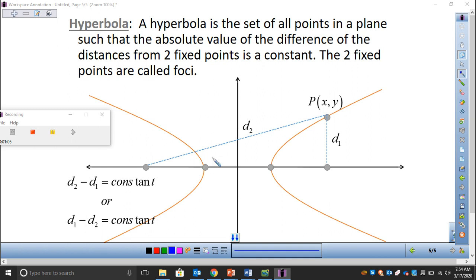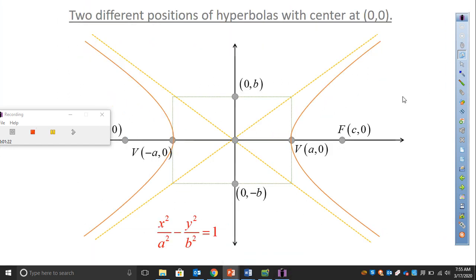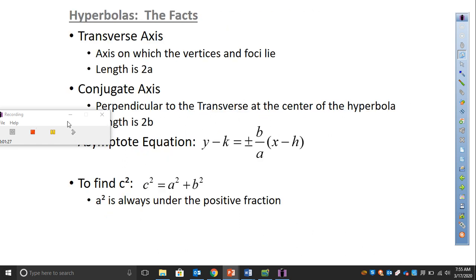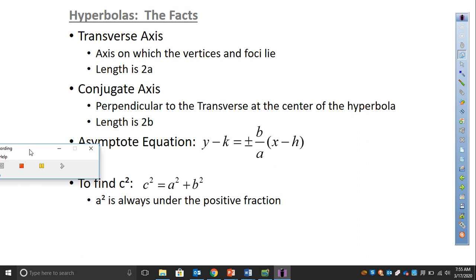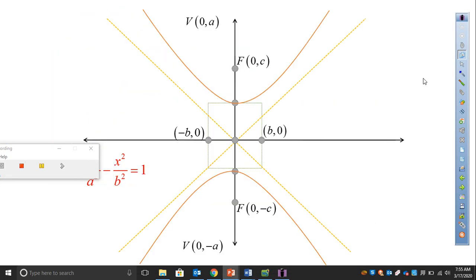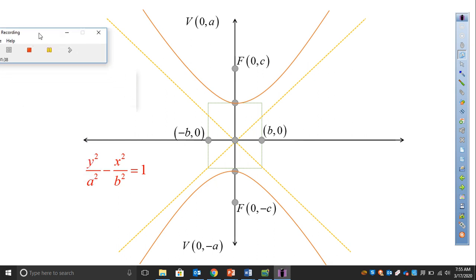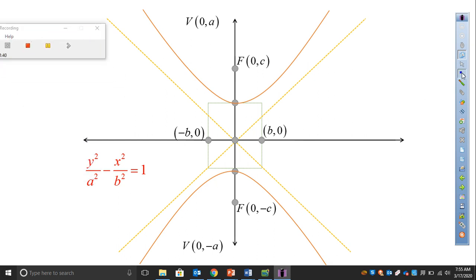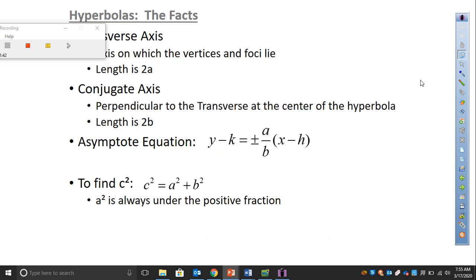So what we can say again is that distance 2 minus distance 1, the absolute value of that, or distance 1 minus distance 2, would be constant. But again, we'll get into the same stuff we did before, writing equations and all that. There are different positions. There is the one that opens left and right, and here is all the information about it. Here's one that opens up and down, and here is all the information about that one.